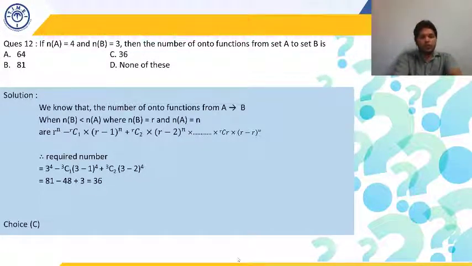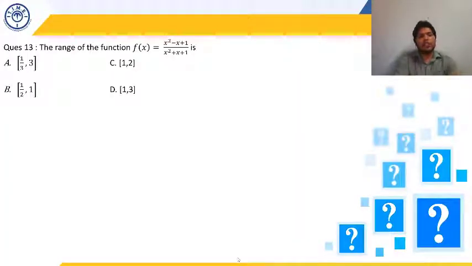Okay, so this was question number 12 of your handout. Let's move on to the next question. Range question. So question number 13. Just read the question and try to get the idea in 30 seconds of what has to be done. Then I'll be solving this question for you.